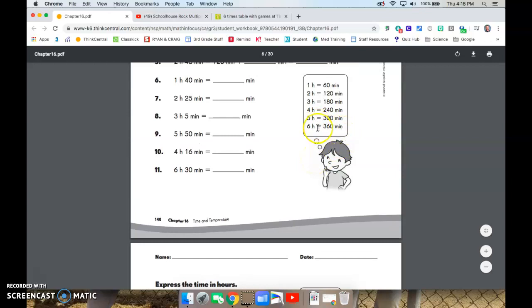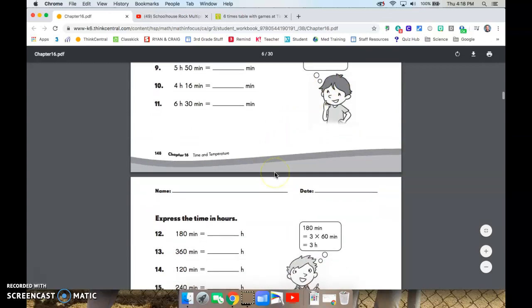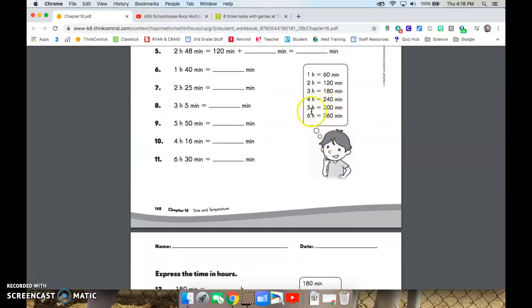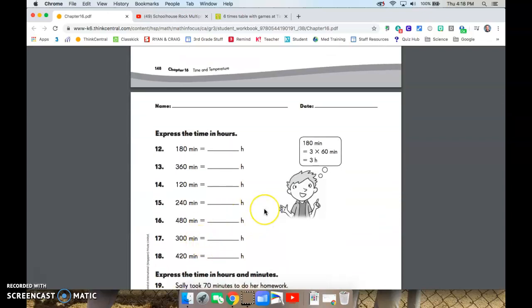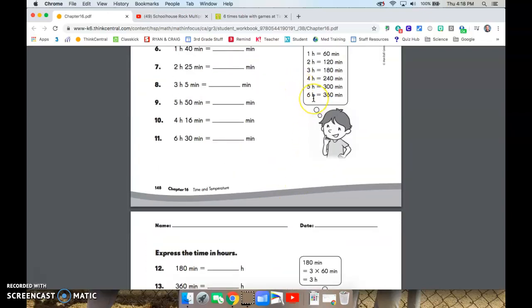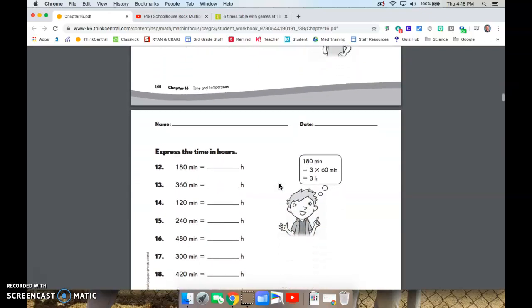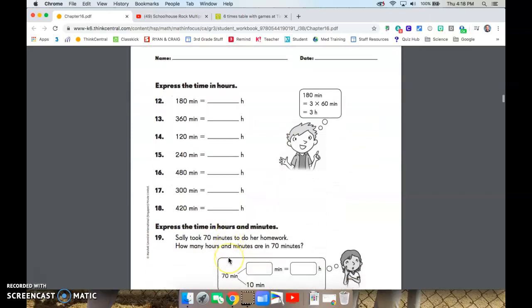480 minutes. Well, that's more than what we have on there. So let's do 48. We're going to cover up the 0. How many times does 6 go into 48? Let's see, what was that? 6 times 8 equals 48. So 8 hours. 300 minutes. There's 5 hours. 420 minutes. Well, 8 was 48, and 6 is 36. So I'm going to guess and say it's probably 7. Is 6 times 7 42? Yes, it is. So 7 hours.